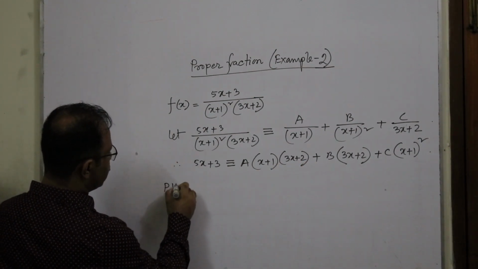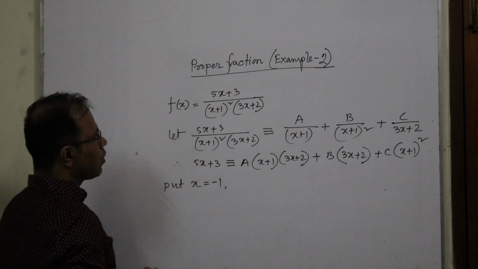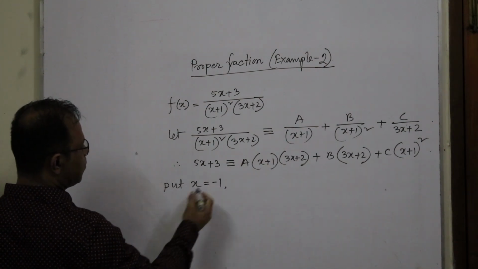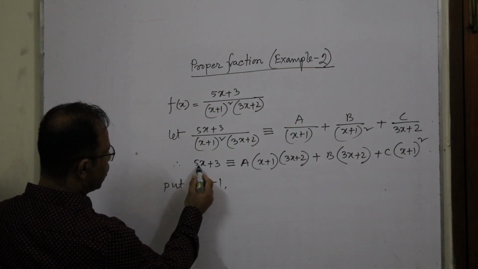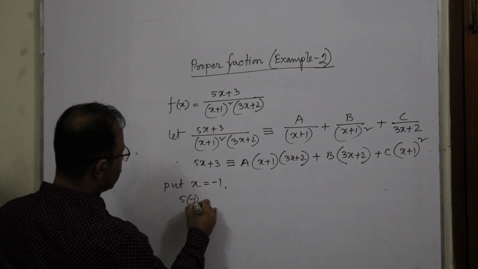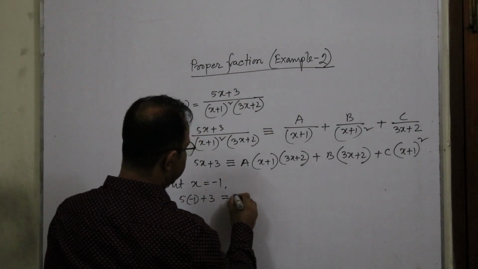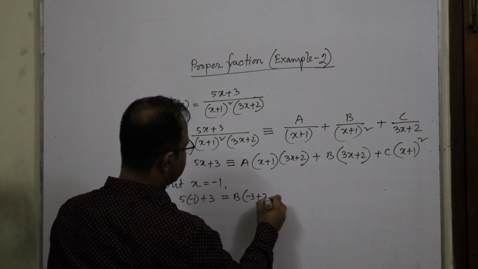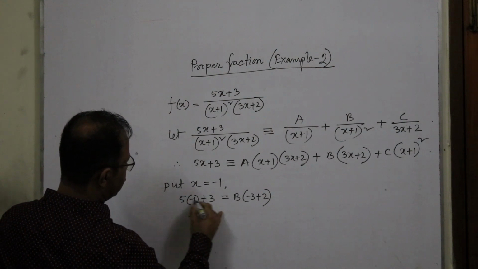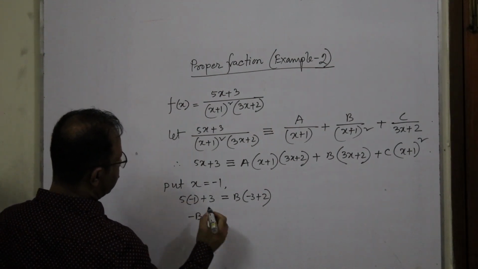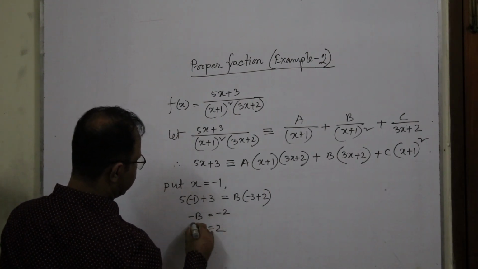Now first we put x equals minus 1. If we put x equals minus 1, this expression becomes 0, this expression becomes 0. So 5 times minus 1 plus 3 equals, these two being 0, b times minus 3 plus 2. So this one is minus b equals 3 minus 5, which is minus 2, so b equals 2.